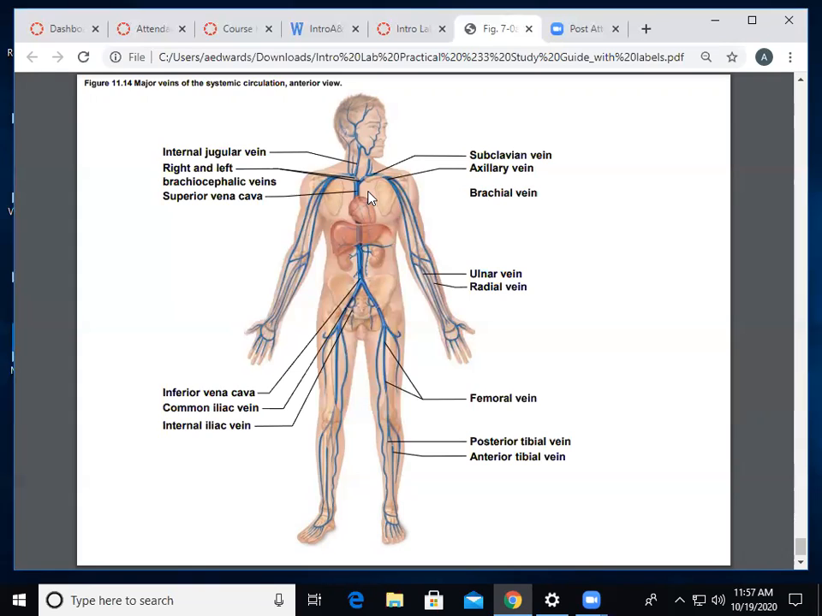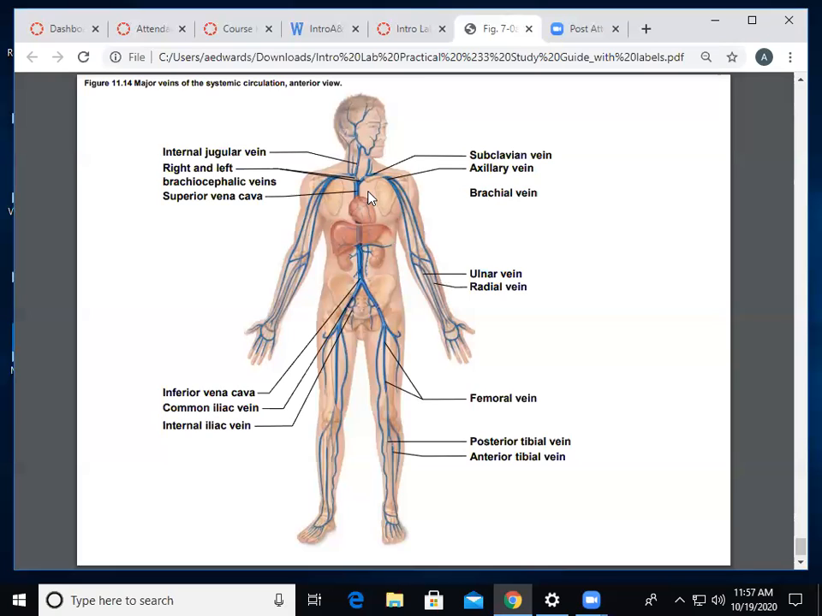So it just takes a while to kind of get that down. But again, big picture, arteries take blood away from the heart, veins bring blood to the heart. If you remember that, arteries away, veins feed. Veins bring blood back. Arteries just take blood away.